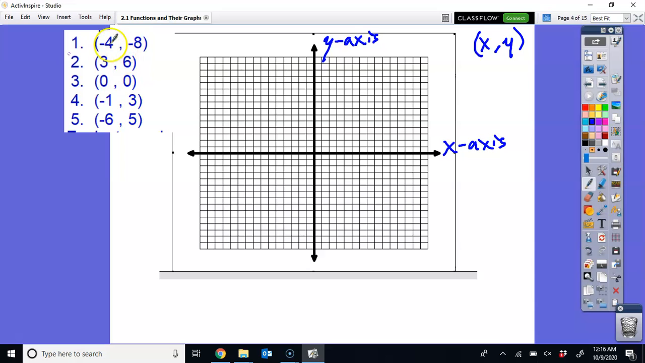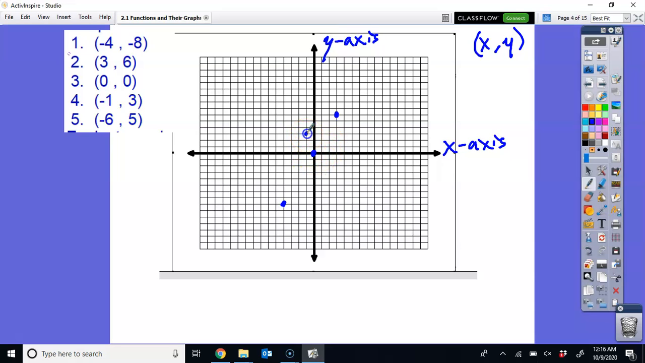So first of all, we're going to just do a little practice of graphing points, or graphing ordered pairs. So (-4, -8) means that I'm going to go to -4 for x, and then I'm going to go down here to -8 for y and put a point. That's the point (-4, -8). (3, 6): right to 3 for x, and then up to 6 for y. (0, 0), that's the origin, that's the middle.